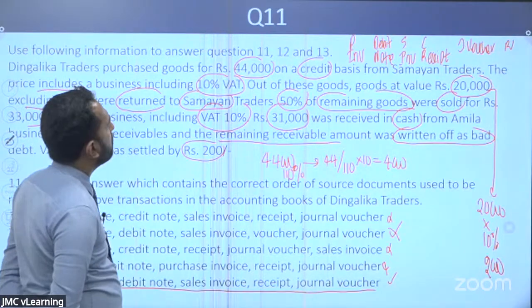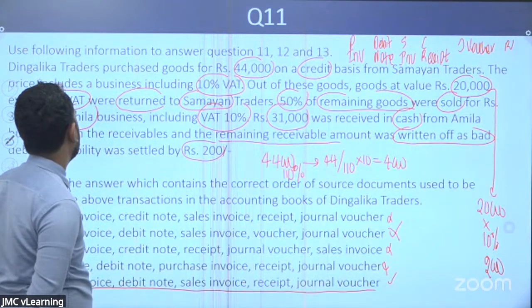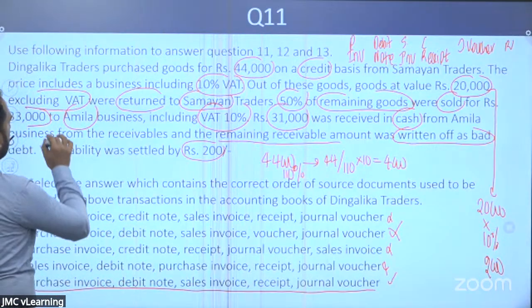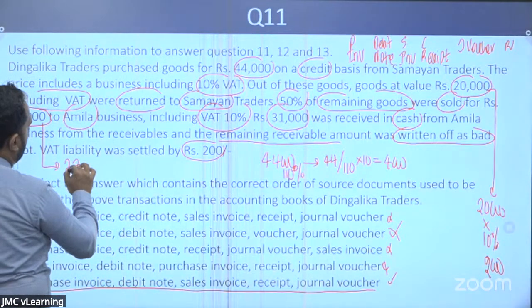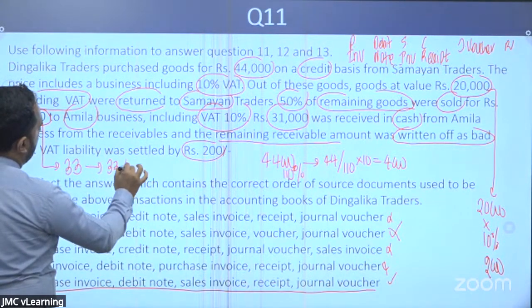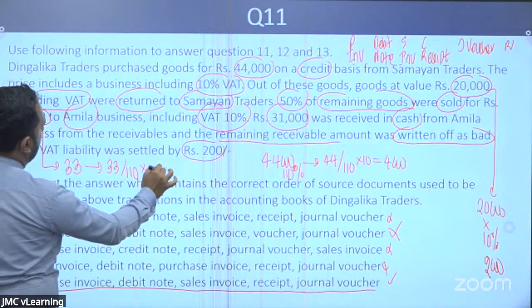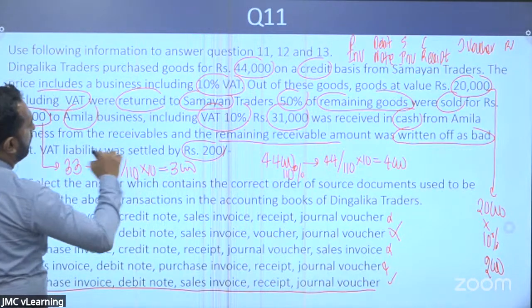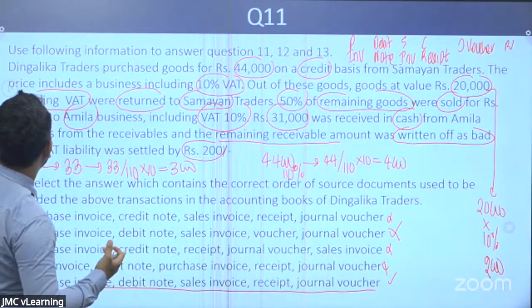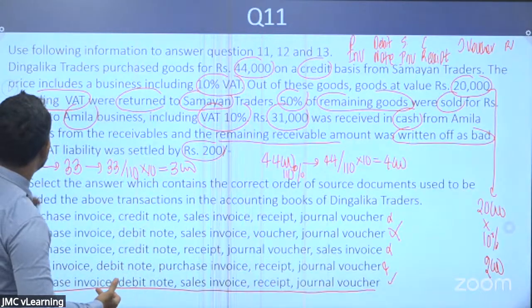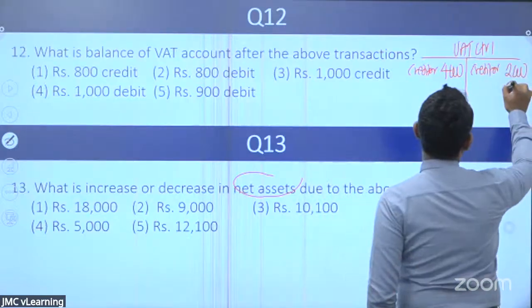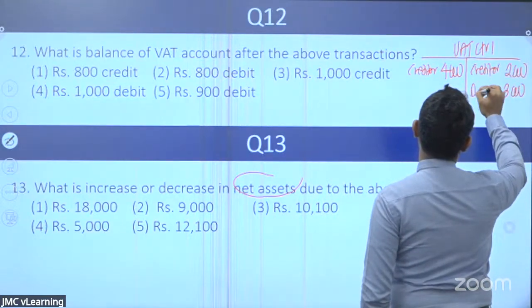50% of the remaining goods were sold for rupees 33,000 to Amila's business. Now we are making a sale, no? 33,000 including a VAT of 10%. Then 33 divided by 110 multiplied by 10 is 3,000. So you got a VAT of 3,000. Whatever VAT you are collecting from the customer, you have to pay back to the government. So the VAT figure would be 3,000 from the debtor.